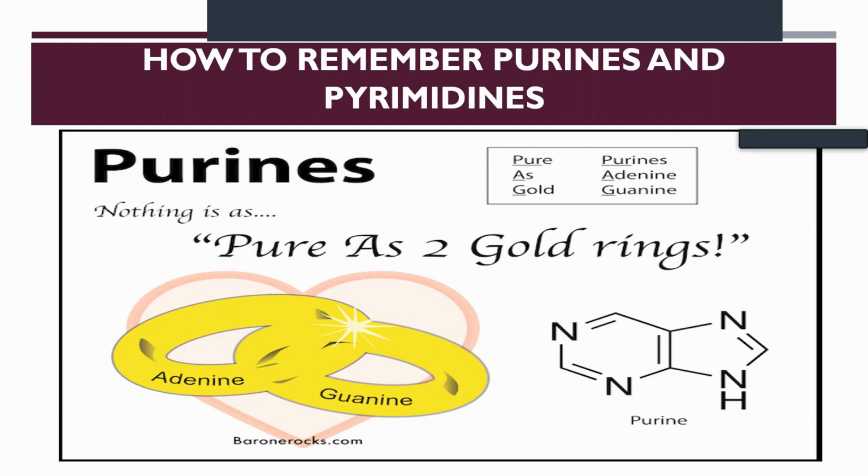So always there are two rings. One the boy will give to the girl, one the girl will give to the boy, right? I hope it is like that only. So two rings, two gold rings, right? Why are we saying pure as gold? Because A stands for adenine and G, gold, stands for guanine. So pure as gold, purines, adenine, guanine, okay? And two rings, so purines are double ringed structure. You can remember that purines are double ringed structure, right? So for remembering purines, pure as gold.